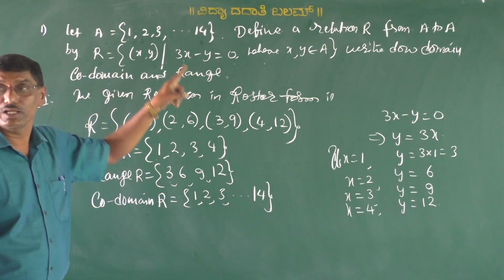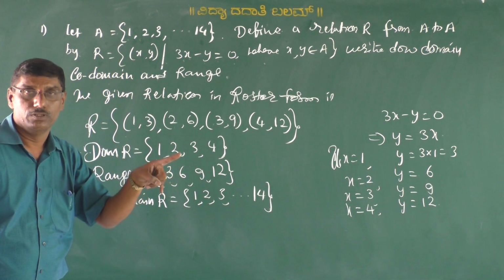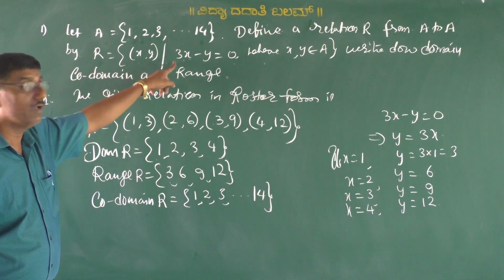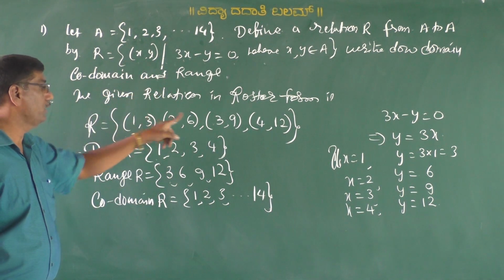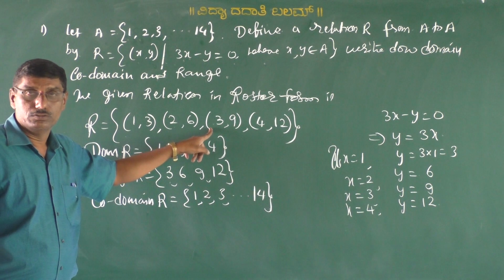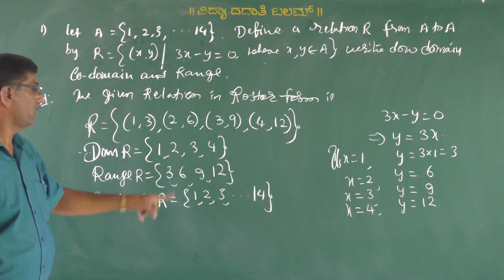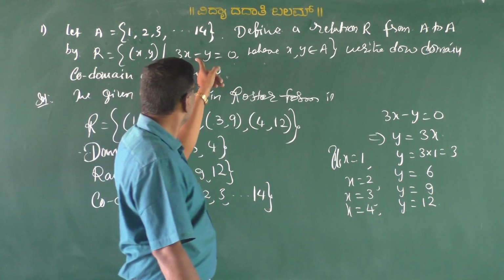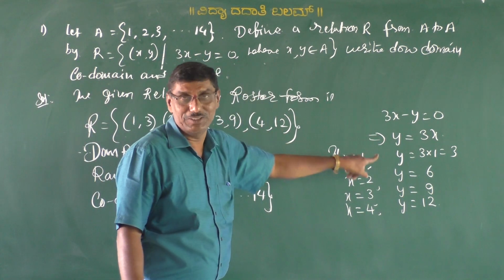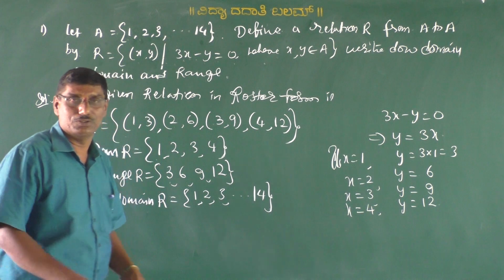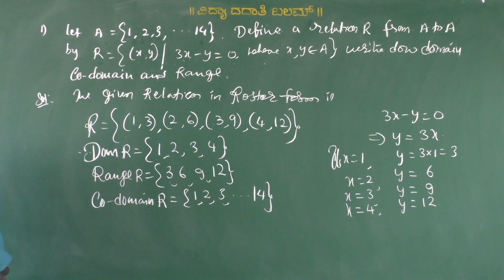First you have to think about the given problem. Then according to the given relation, you have to write it in roster form to find the domain, codomain and range under the given rule or condition. Yes, have you understood? Okay, next we have to move to another problem.